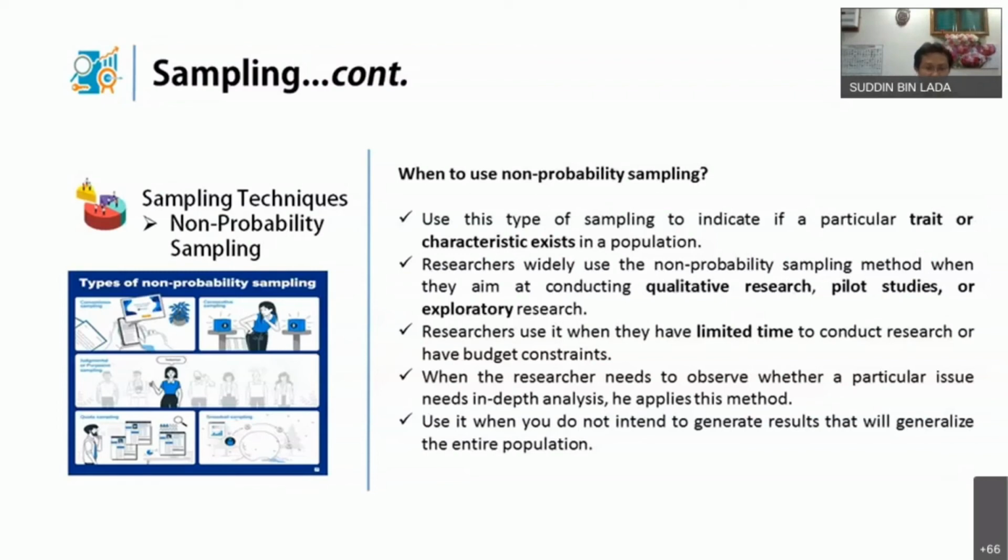And again, the last one, use it when you do not intend to generate results that generalize to the entire population. This is the weakness of non-probability sampling compared to probability sampling. In probability sampling, we can claim or generalize the result from the entire population, but not for non-probability sampling.